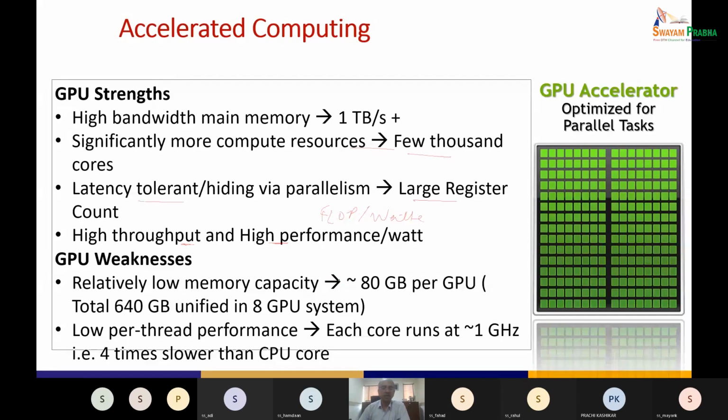But here, what are the weaknesses? The memory capacity is much less per GPU core. And per thread performance is less because the GPU runs at a much lower clock speed, not 3 gigahertz but 1 gigahertz. So it is 3 to 4 times slower. So that's how the two compare.